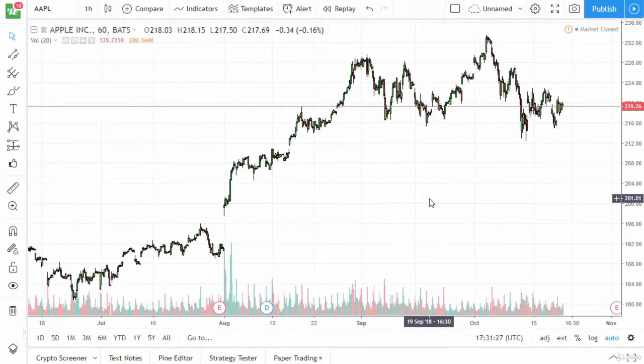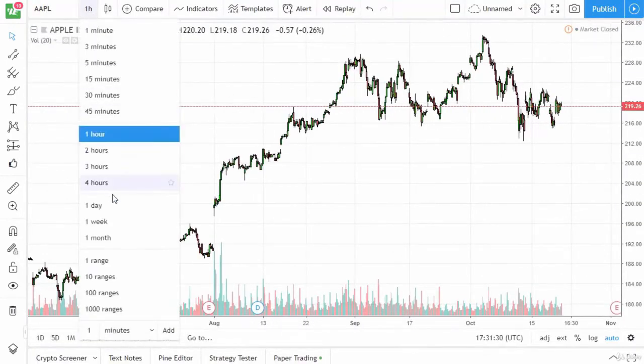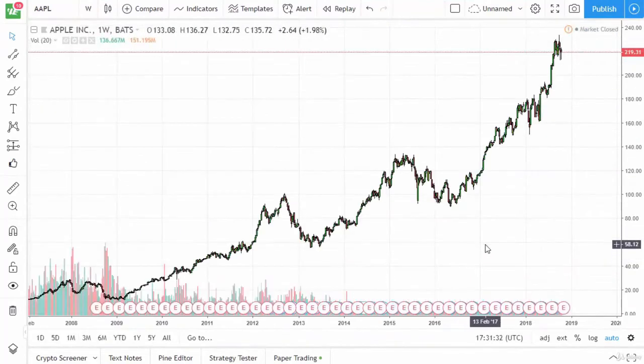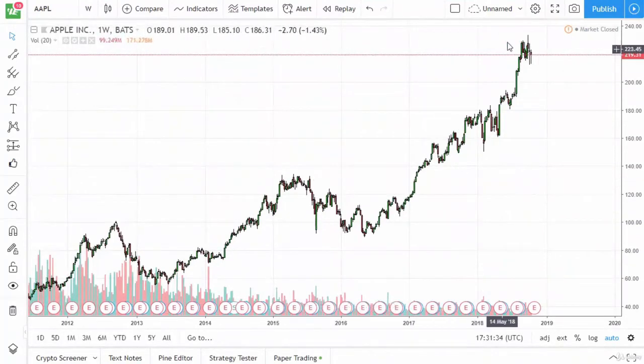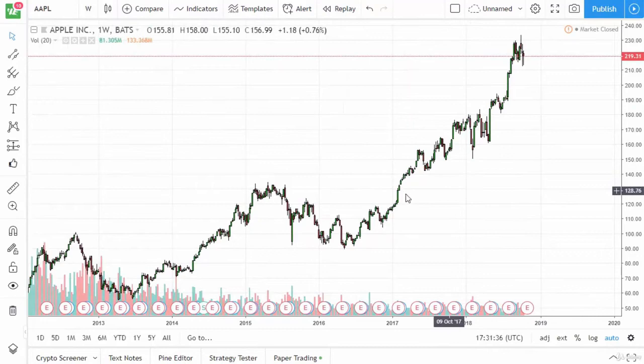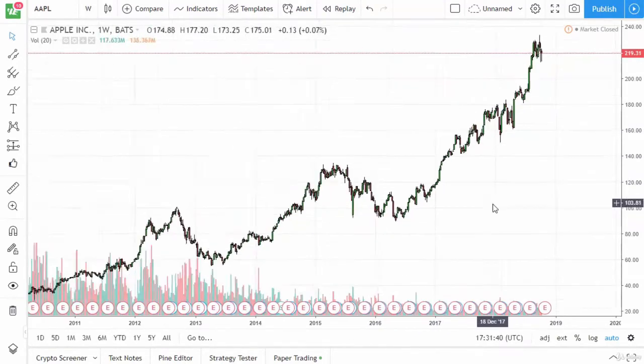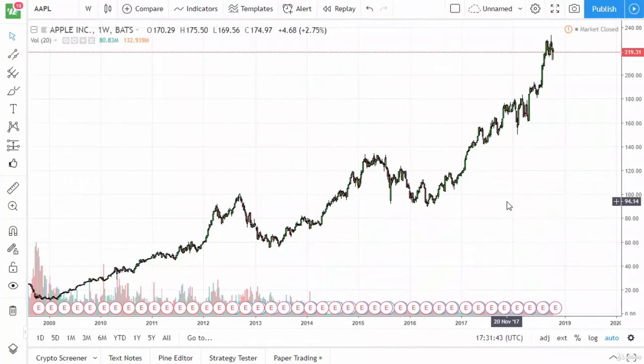So let's go ahead and switch to Apple. You can see that on the weekly chart, shouldn't be much of a surprise. It's been in a nice uptrend. There have been times where it's fallen, and you could have made money from the short side. But you have to ask yourself the most obvious question. What's been easier to do, buy or sell Apple for the last 10 years? Well, obviously, it's been very easy to buy it.